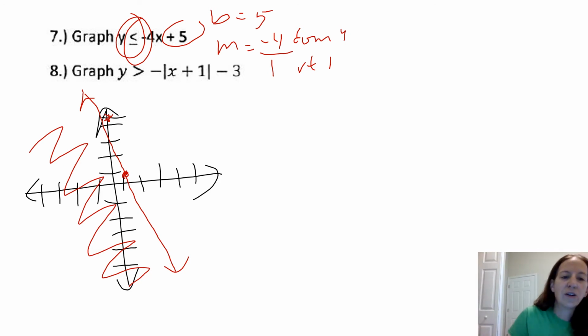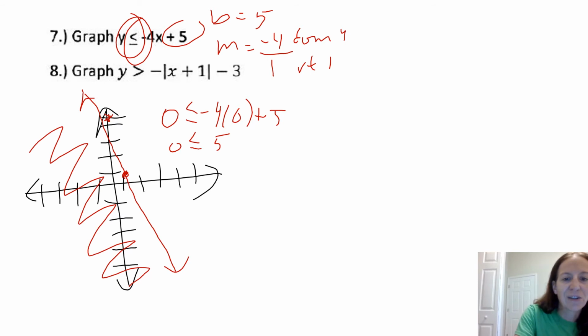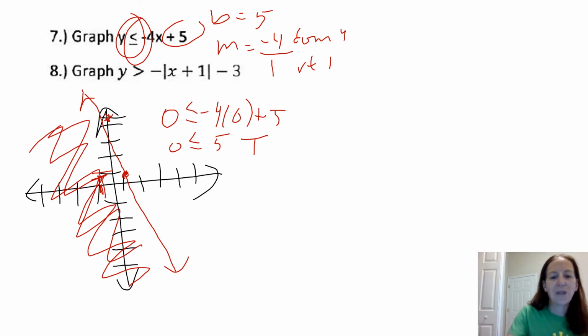The other way you can do it is to locate what's called a test point, because one of the sides is going to be false and the other side is going to be true. You can pick the point 0, 0, because 0 is awesome, and two zeros is even better. So you can just pick 0, 0 and plug it in. And so you have 0 is less than or equal to -4 times 0 plus 5, and you end up with 0 is less than or equal to 5, which is true. So you know this is the true side, so that's the side you're going to shade.